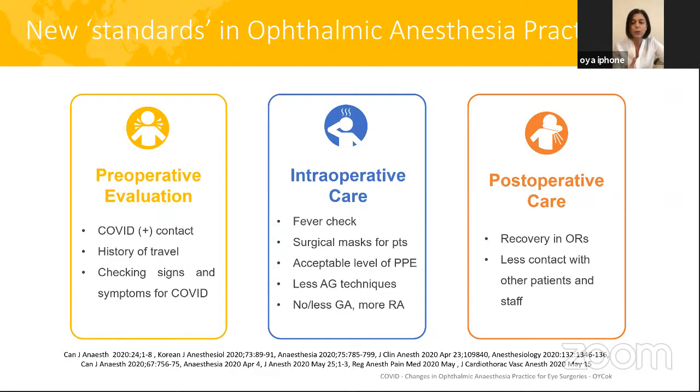It looks like asking questions about COVID contact and travel will be routine, as well as checking the signs and symptoms of COVID infection in the preoperative evaluation. And in the intraoperative care, I think we will always check fever, and we will put surgical masks on the patients. And we will always use an acceptable level of PPE, in suspected as well as non-suspected cases. And we will use less aerosol generating techniques for ophthalmic procedures and anesthesiological techniques. And we will avoid general anesthesia, and we will go with regional anesthesia more.